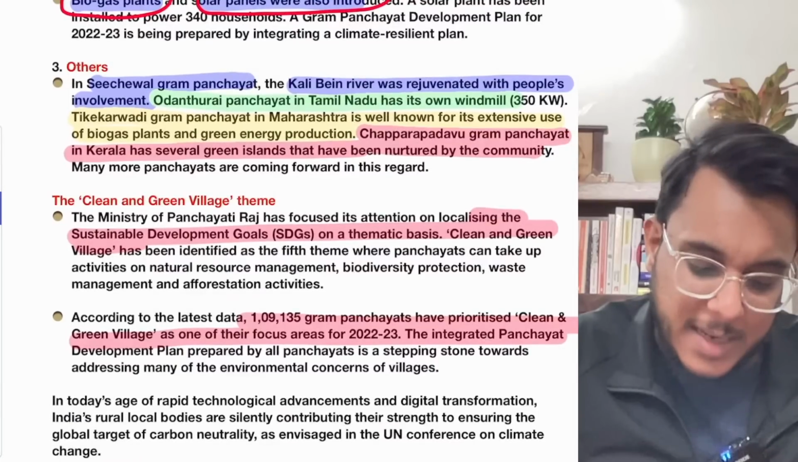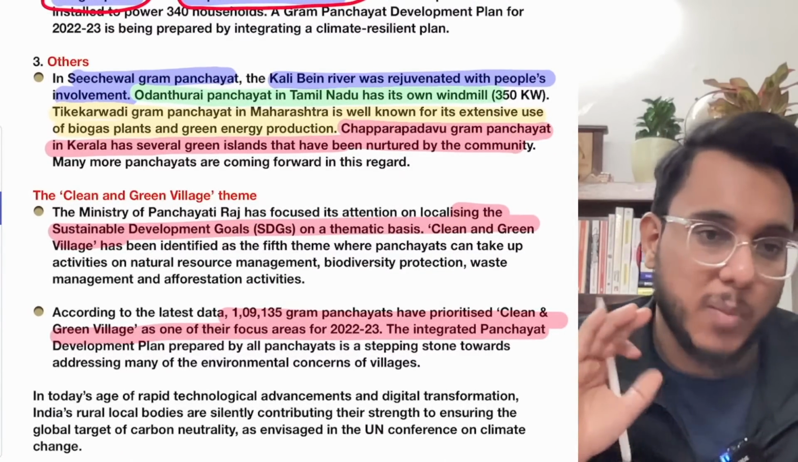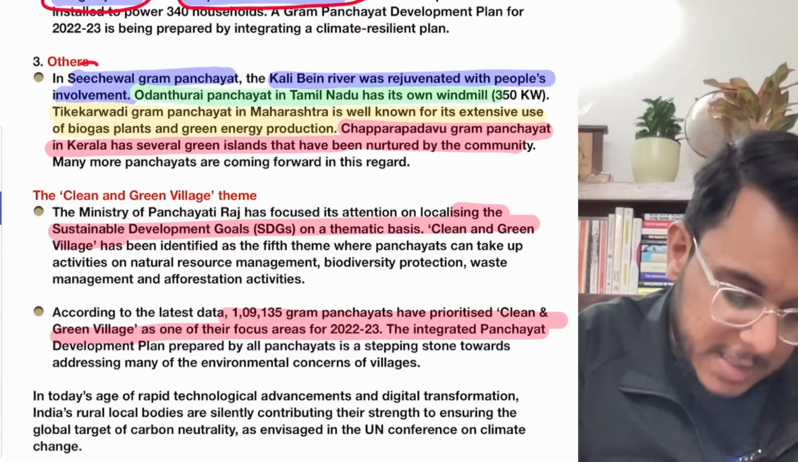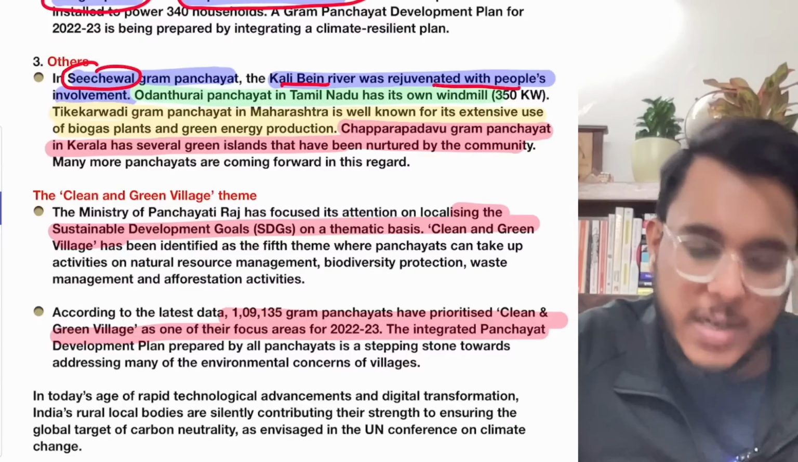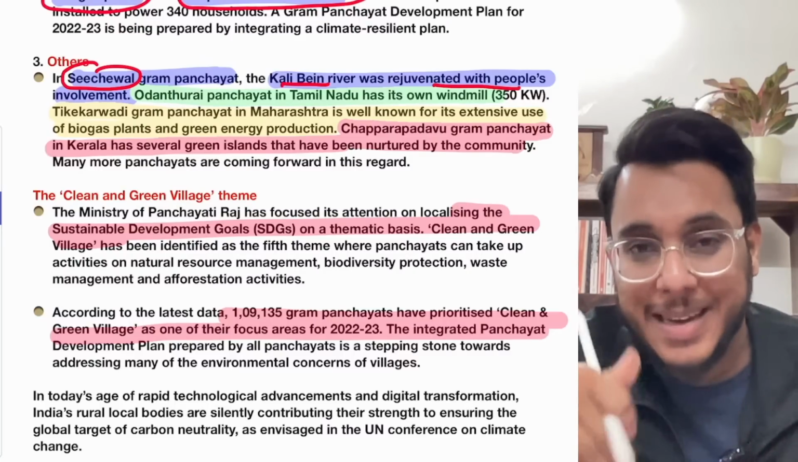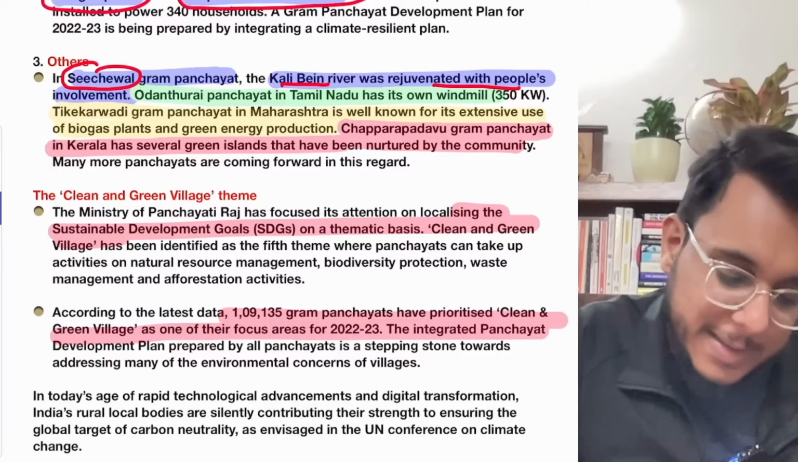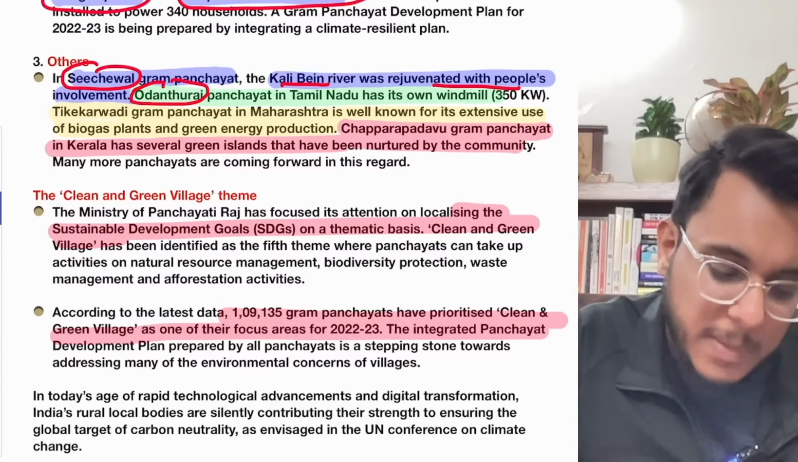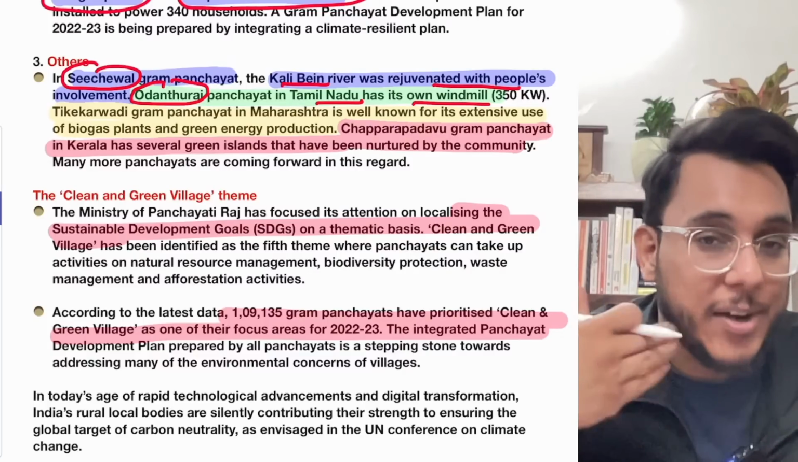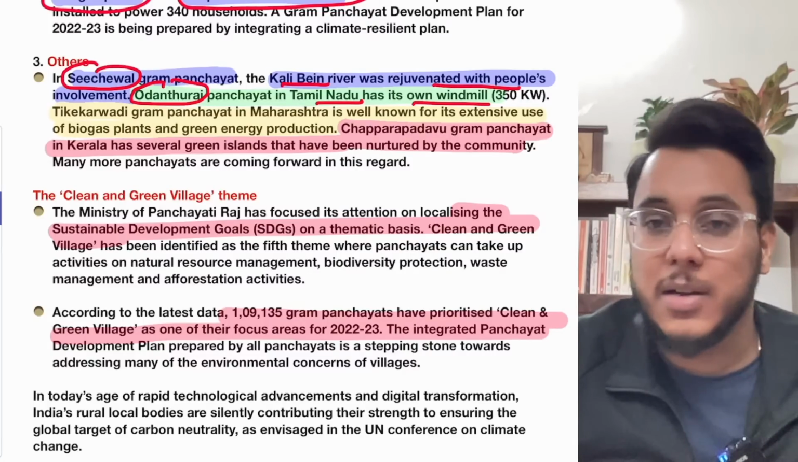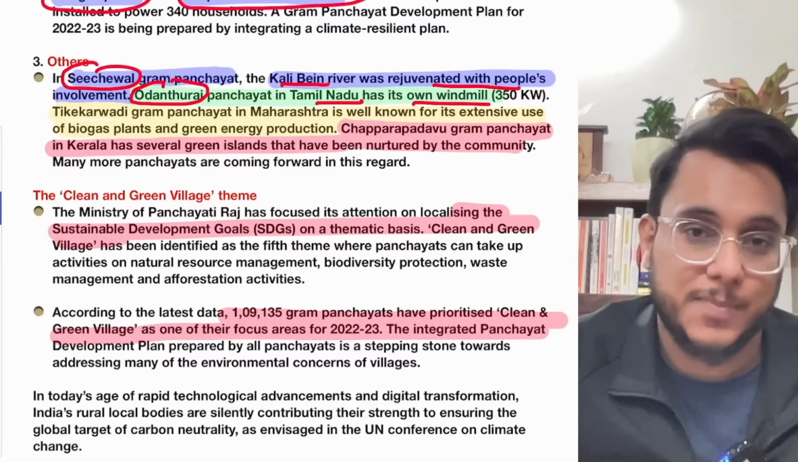Then there are other examples that have also been given, and here there are many examples from different states. For example, there is the Sichawal Gram Panchayat where the Kali Bain river is being rejuvenated, okay, so that the people can depend on the river and should not exploit the groundwater. Then there is the Odanturai Panchayat in Tamil Nadu, which has established its own windmill so that they can reduce the dependence on the non-renewable sources. Okay.